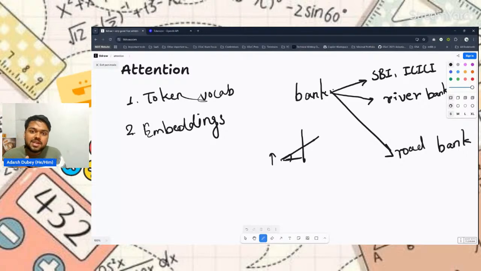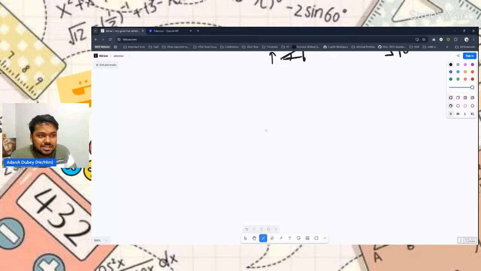How does our model understand what the bank is? What bank are we talking about? So what is attention? Attention is literally nothing. The work of attention is just that you give it a sentence. So suppose there's a sentence called "by the river bank" and something next, right? Each word will have an embedding.